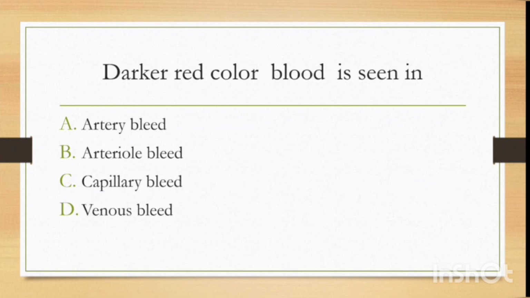Dark red blood color is seen in... Now before telling you the answer, I want to tell you what artery is. Blood vessels that carry oxygen rich blood to the entire body are called arteries. Arterioles are the small blood vessels connecting the arteries and the capillaries. Capillaries are the fine branching blood vessels that form a network between the arterioles and the venules. And veins are the blood vessels that carry oxygen poor blood returning to the heart. So here the darker red color blood will be seen in venous bleeding.